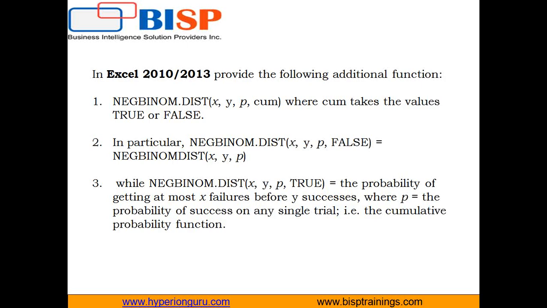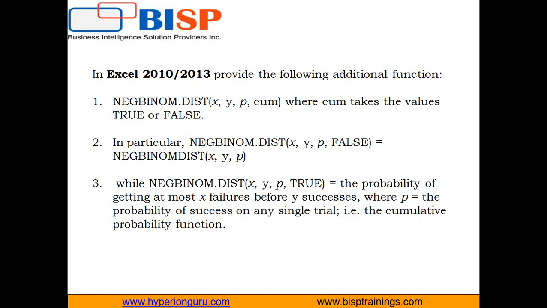If this argument takes the value false, then it works like the NEGBINOMDIST function, which takes three arguments. False means the probability mass function, which is used to calculate the probability of there being exactly F failures before S successes. And if it takes the value true for cumulative, then it gives the cumulative distribution function, which is used to calculate the probability of there being at most F failures before S successes.